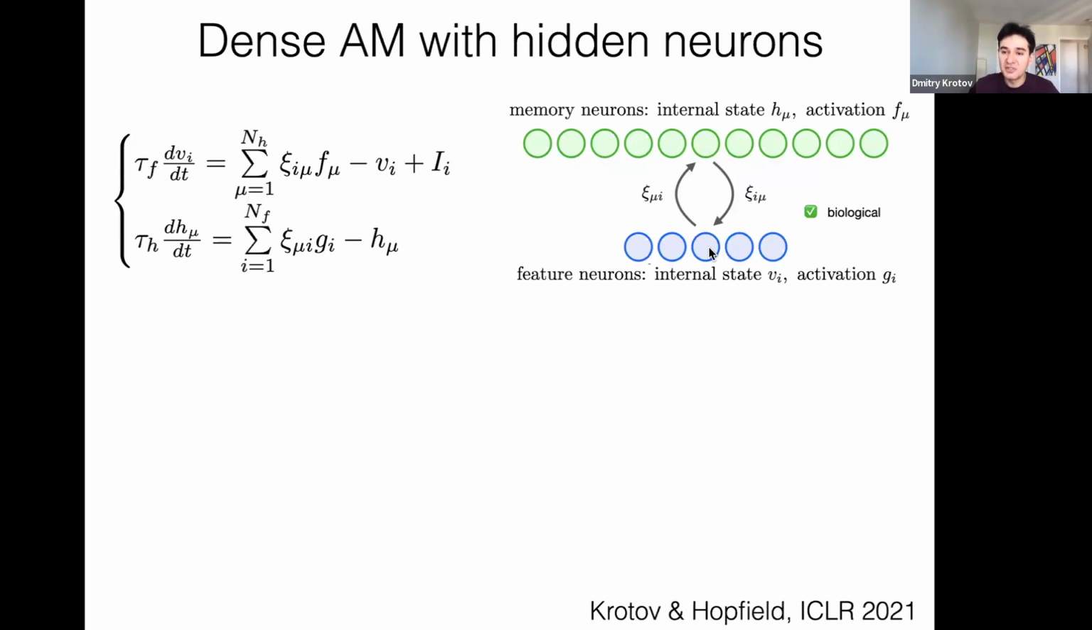So I'm going to work in continuous time and space here. So I'm going to write the time-dependent differential equations here. Essentially, the variable v here represents the internal state of the blue guys, of the feature neurons. And the variable h represents the internal state of the green guys, or memory neurons. There is also a firing rate for both the blue guys and the green guys. So the firing rates for the green guys are denoted by the letter f mu. And in general, that function is allowed to be a function of all the neurons in the hidden layer h mu. So it does not necessarily need to be an element-wise function.